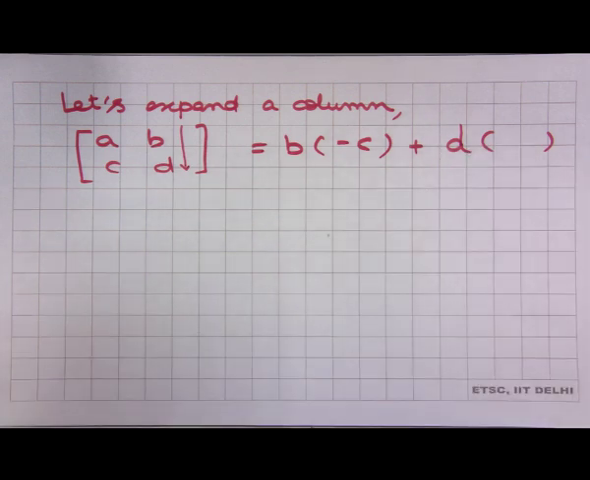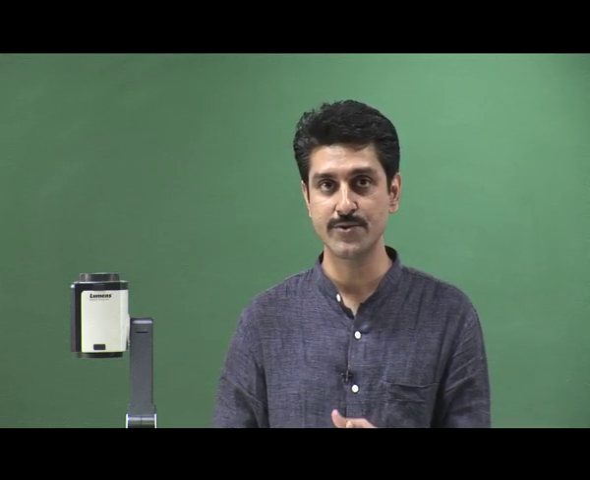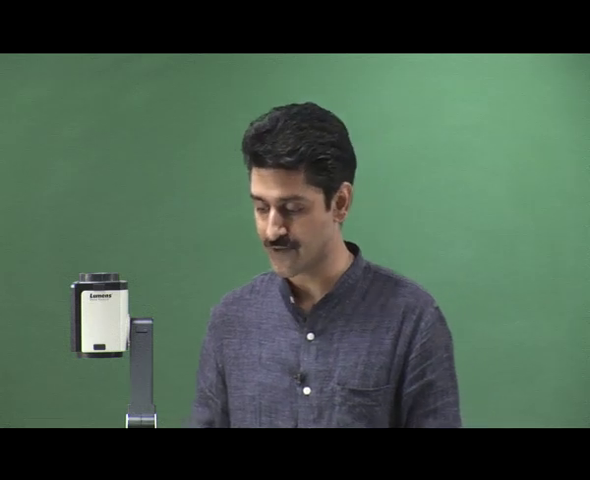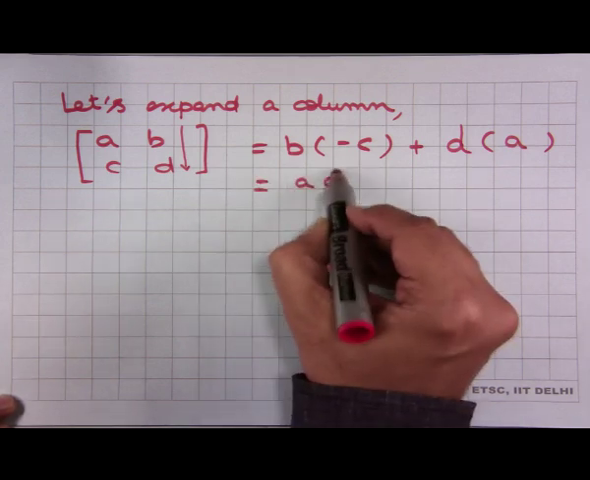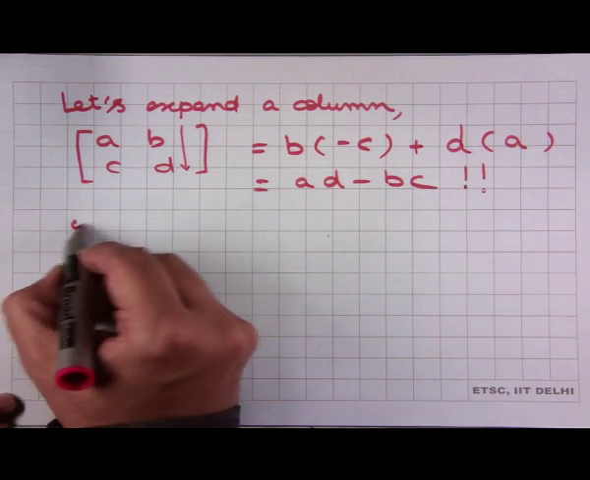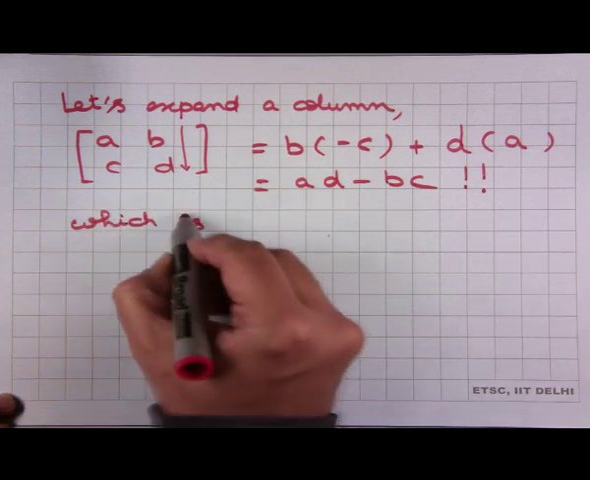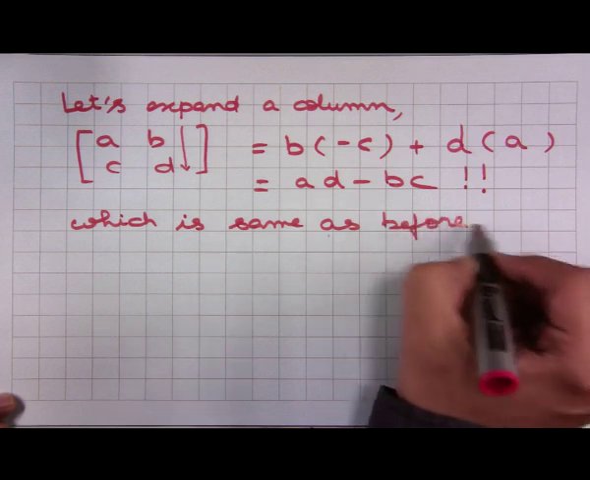We have not calculated the cofactor of D before. In the previous page we calculated the cofactor of A and B, but for a 2 by 2 matrix it is relatively straightforward. Just imagine blanking out the column that D belongs to, so no B and no D, and also the row that D belongs to, so no C. What we are left with is just A. That is what we are multiplying D by, and as we see, this comes out to be again AD minus BC, which is the same as before. So, this is a good sanity check, a good consistency check.